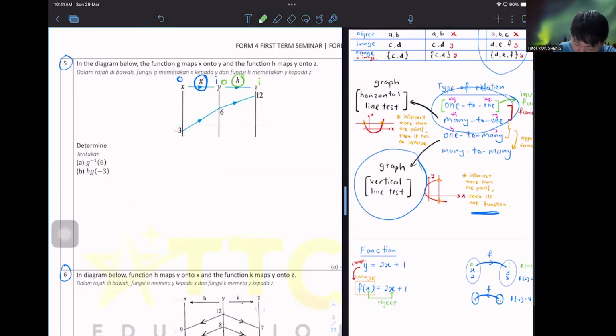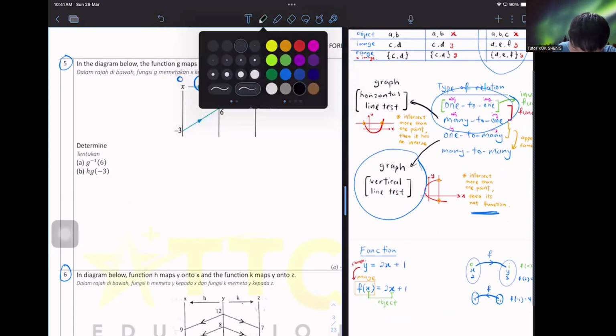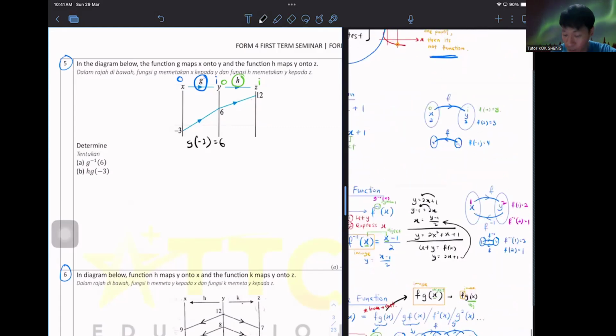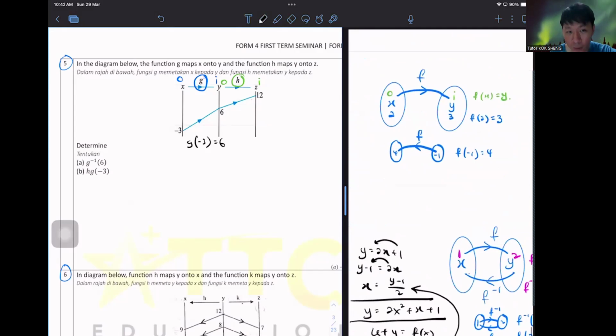Which means that for g, object -3, image 6. Remember how we write here just now? Follow the arrow, okay? And for h will be object 6, image 12. So this is the info given in the graph.